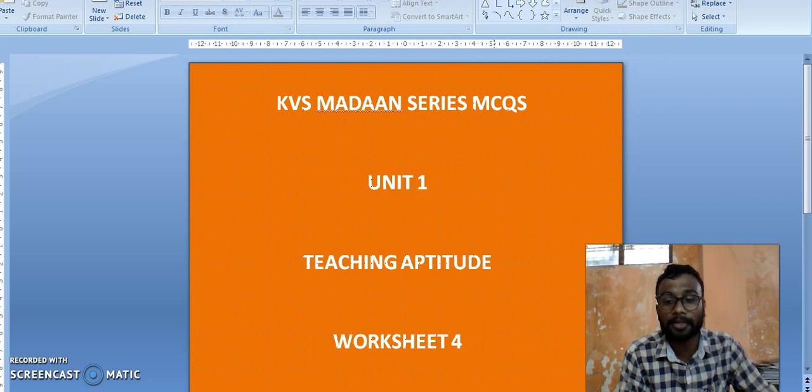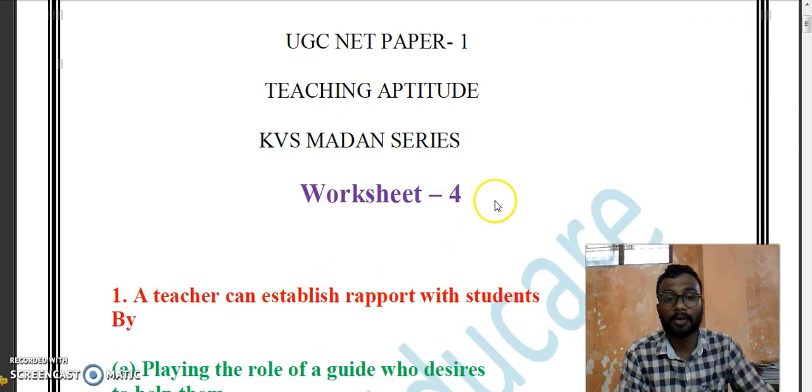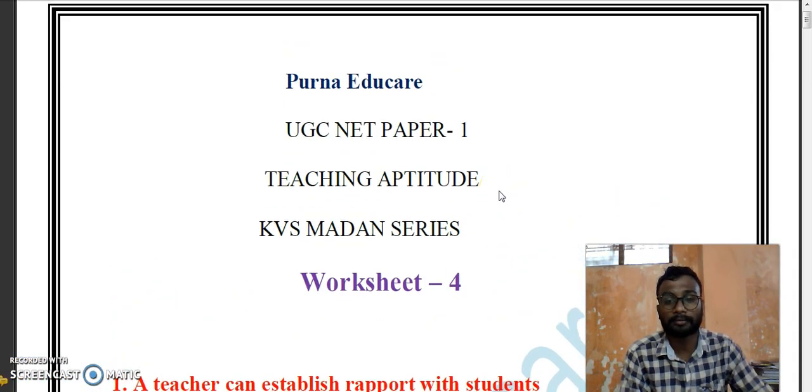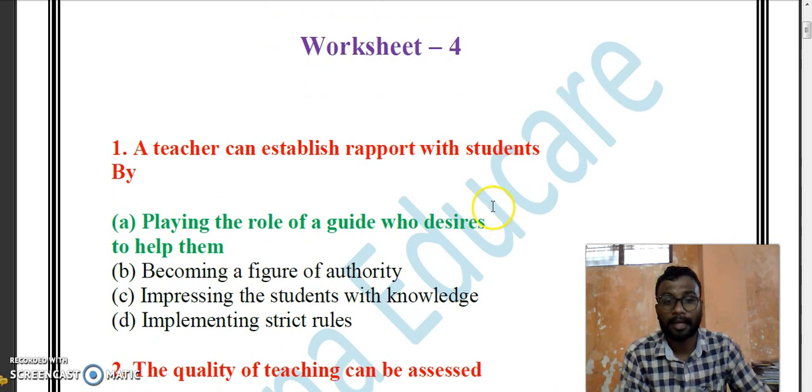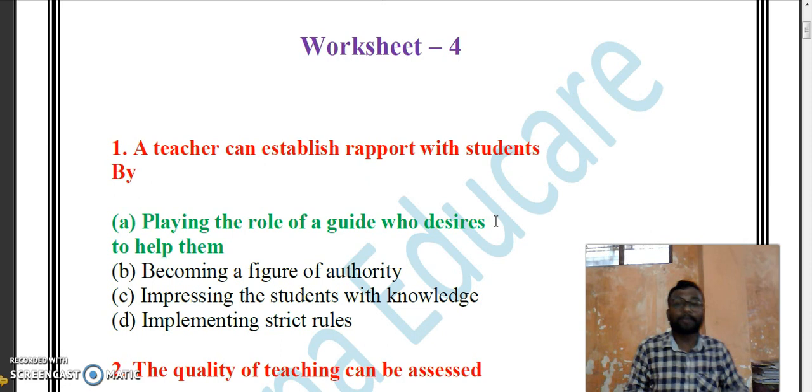Let us move to worksheet 4. In worksheet 4, we have 20 questions for discussion. The first question is: when can a teacher establish rapport with the students?